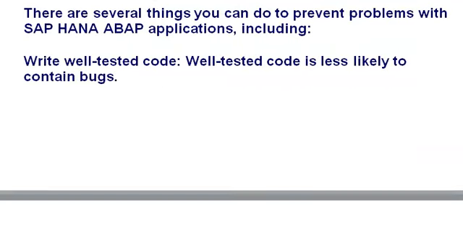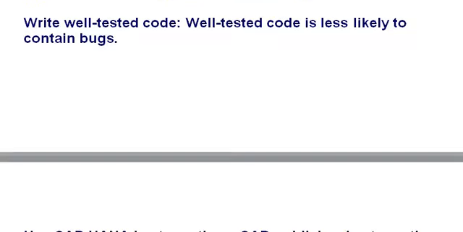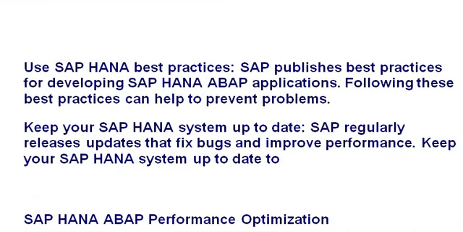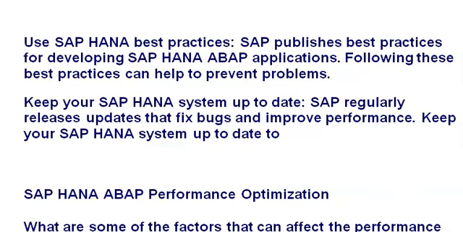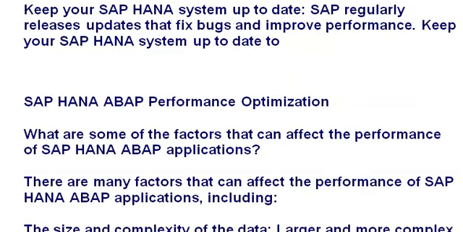How can you prevent problems with SAP HANA ABAP applications? There are several things that you can do to prevent problems with HANA ABAP applications. Write well-tested code. Well-tested code is less likely to contain bugs. Use HANA best practices. SAP publishes best practices for developing SAP HANA web applications, so following these best practices can help to prevent problems. And keep the HANA system up to date. SAP regularly releases updates that fix bugs and improve performance. So keep your SAP HANA system up to date.